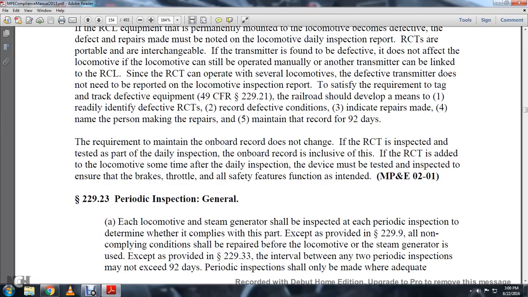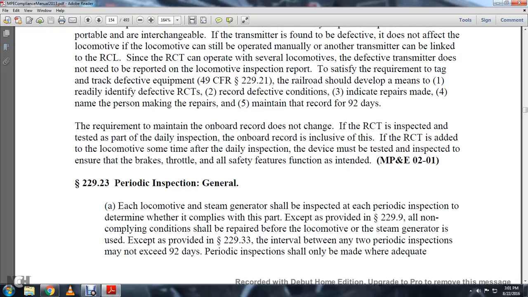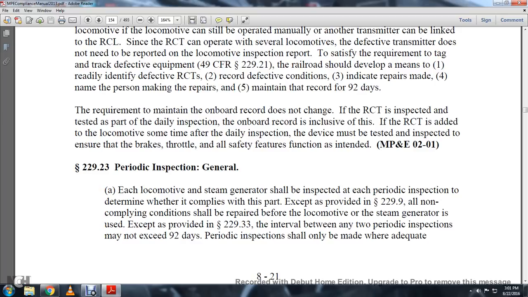The remote control transmitter is to be inspected and tested on a daily inspection. The onboard record is inclusive of this. If the remote control transmitter is added to the locomotive sometime after the daily inspection, the device must be tested and inspected to ensure the brakes, throttle, and all safety features function as intended. Motor Power Equipment 0201.